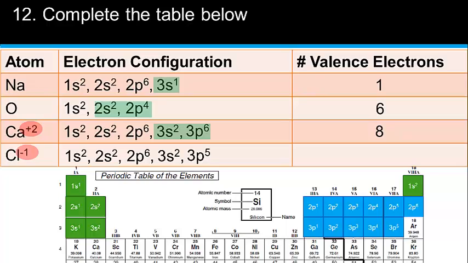So if we add one more electron, this is going to give us the same electron configuration as argon. So instead of 3p5, because this has an extra electron, it's 3p6. So once again, my highest energy level is energy level 3. And by gaining an electron, now chlorine has a full octet. So this would be a closed shell.